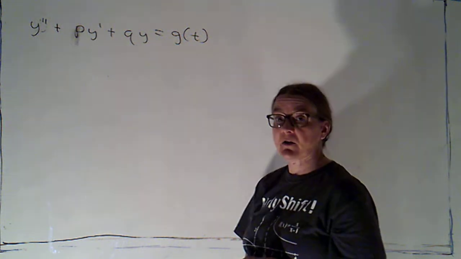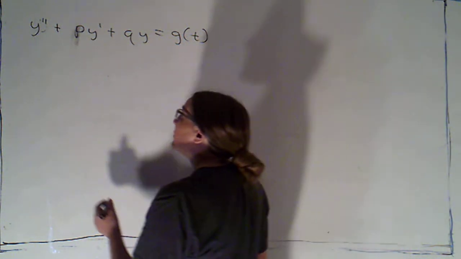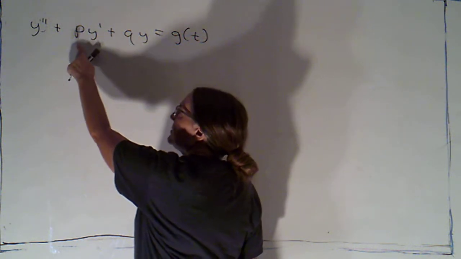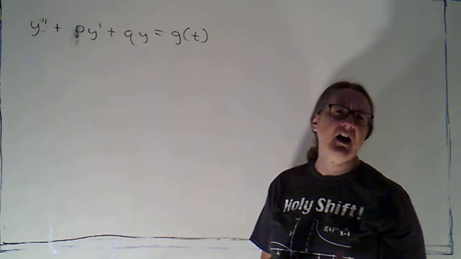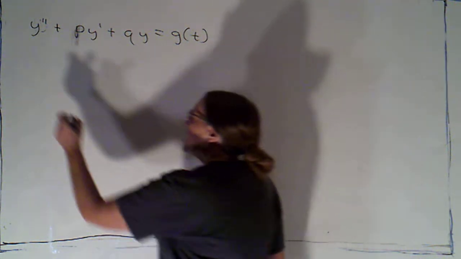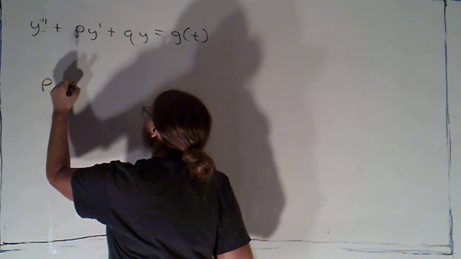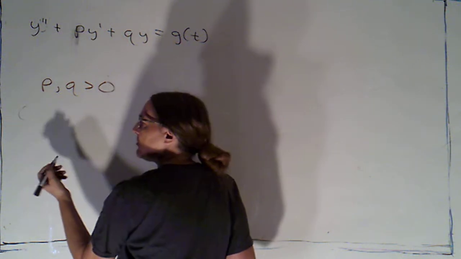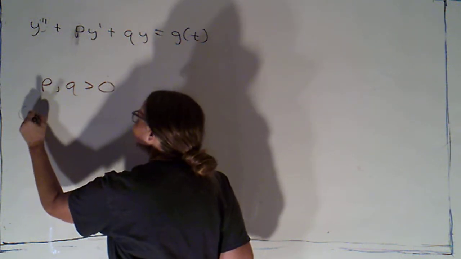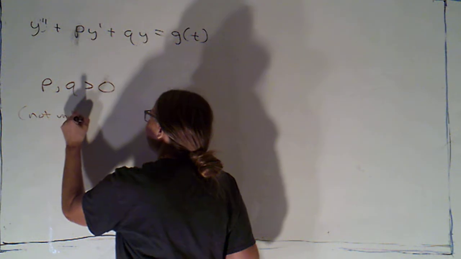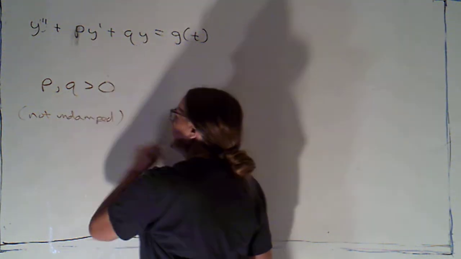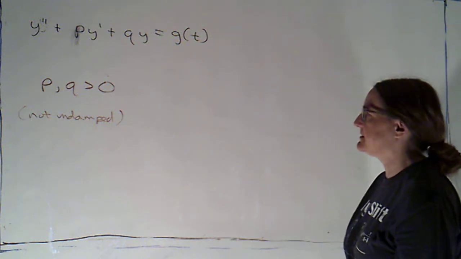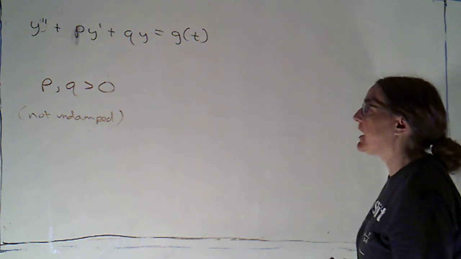However, if we're talking about a harmonic oscillator, it will always be the case that Q is positive, and P will be positive unless we have an undamped system. But most often, P and Q are both going to be positive if we have a harmonic oscillator that is not undamped. So we don't suspend the laws of physics. There is friction, there is air resistance. Okay, so those would both be positive.